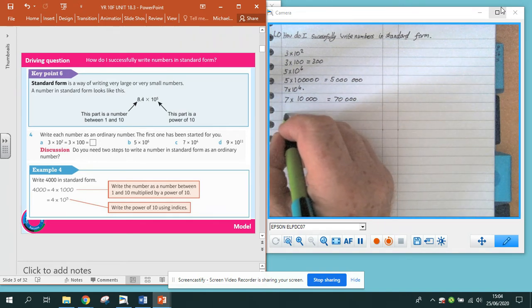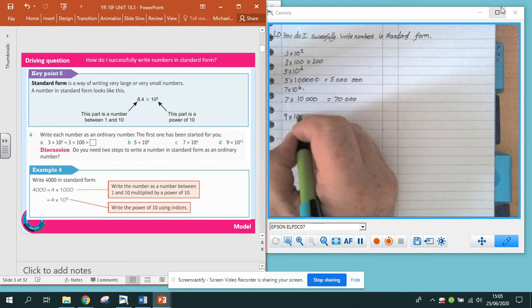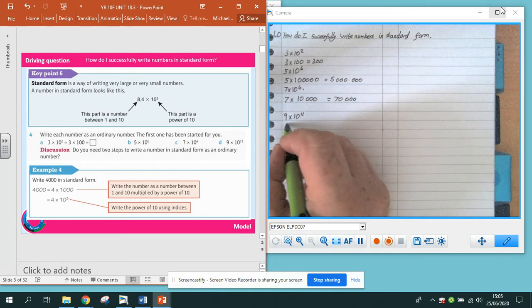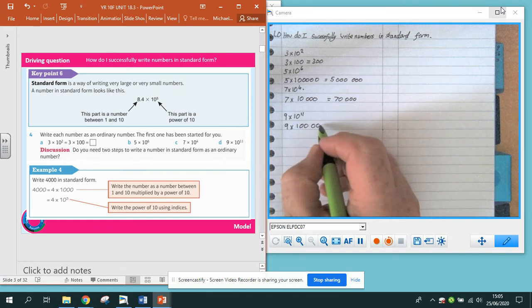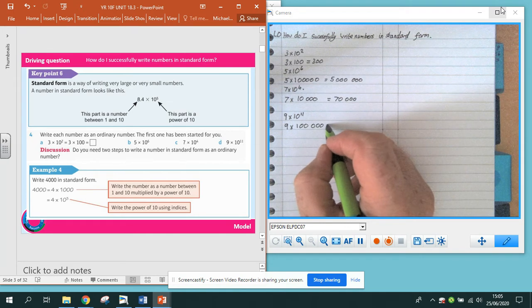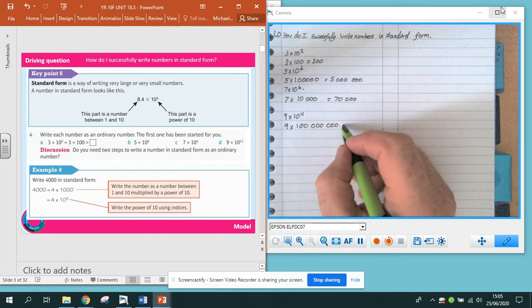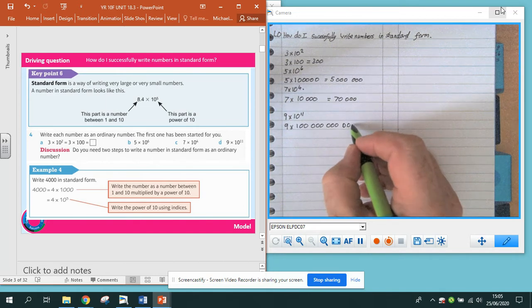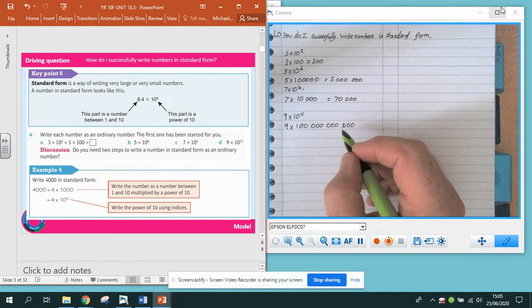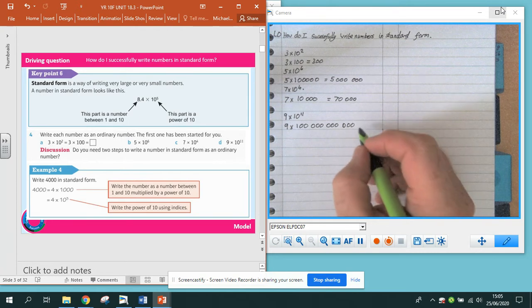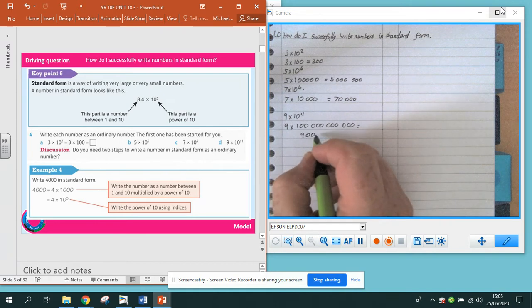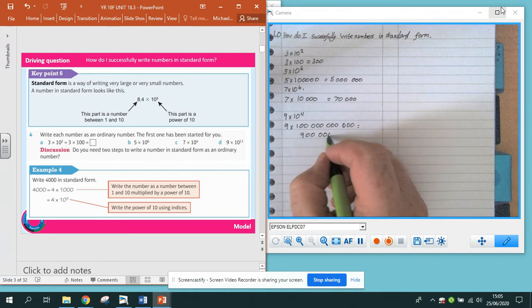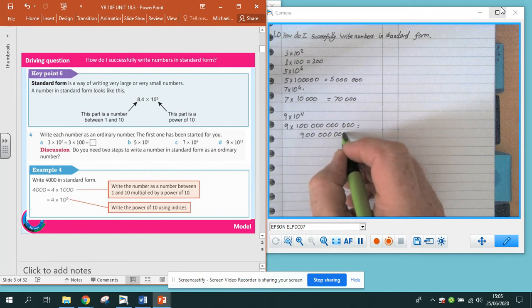And lastly, 9 times 10 to the 11th is 9 times a 1 followed by 11 noughts. That is 100 billion, so 9 times that is, I'm going to have to write that down here, 900 billion.